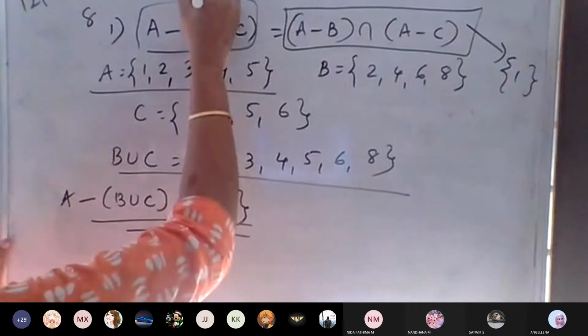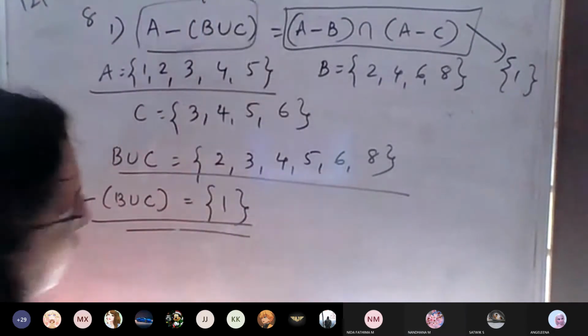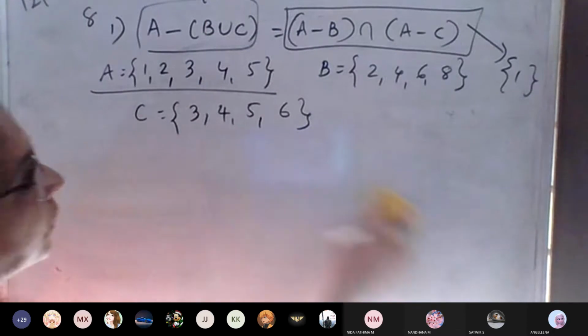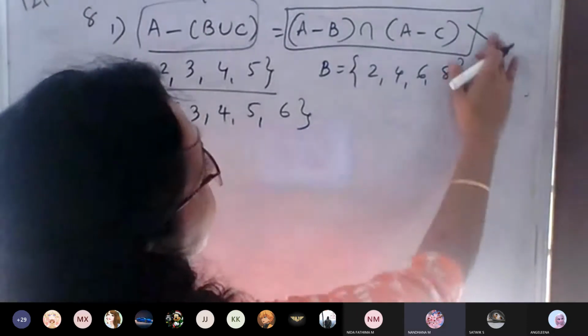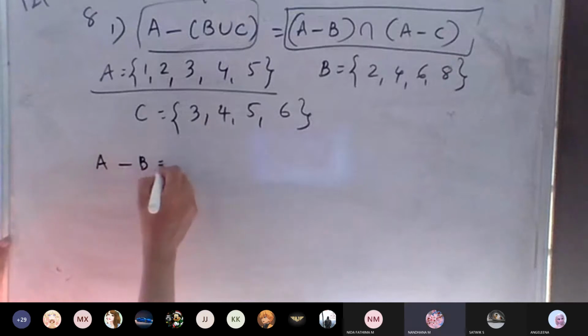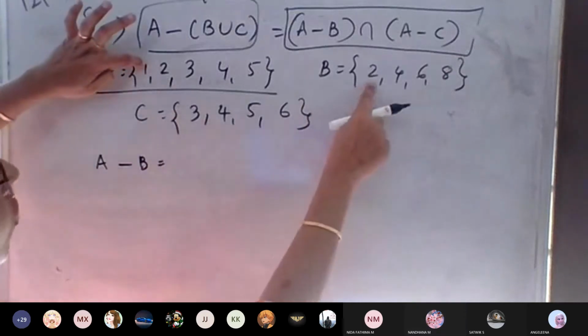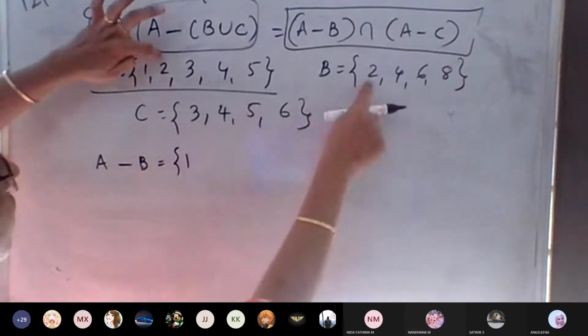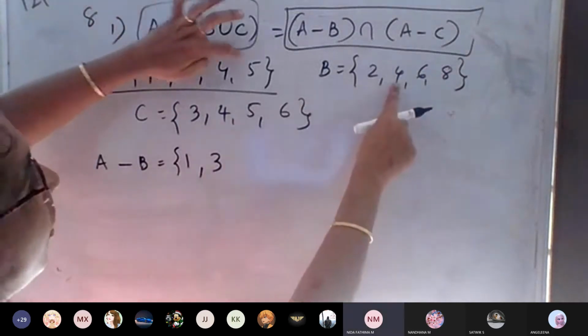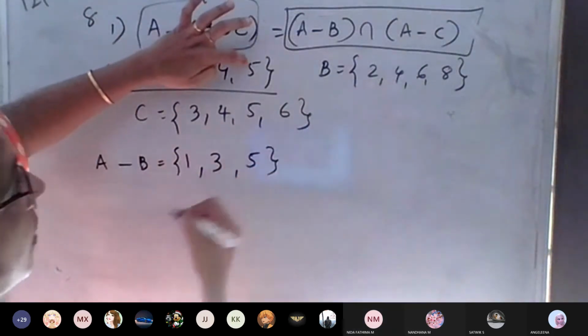So how can we do A minus B? Now we got this set as set {1}. What about A minus B? A is {1, 2, 3, 4, 5} minus B. 1 is there, 2 is in B, 3 is there, 4 is in B, and 5 is there. So A minus B is {1, 3, 5}.